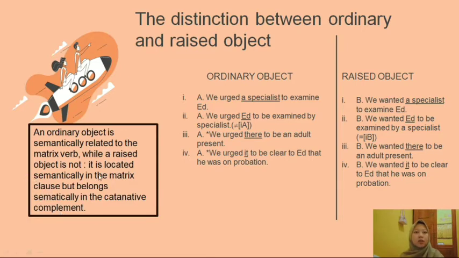A matrix clause is a clause that contains a subordinate clause, or we can say a clause within which a subordinate clause is embedded. And then the verb of the matrix clause can be referred to as the matrix verb. And let's see the example of ordinary and raised object.